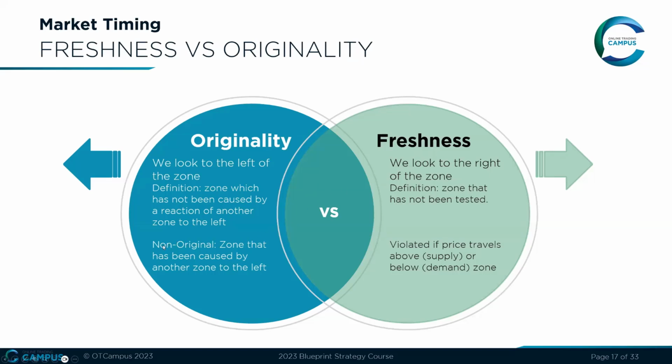And so there's going to be non-original as well as original zones. A non-original zone would be a zone that has been caused by another zone to the left, while an original zone would be a zone that is the origin.